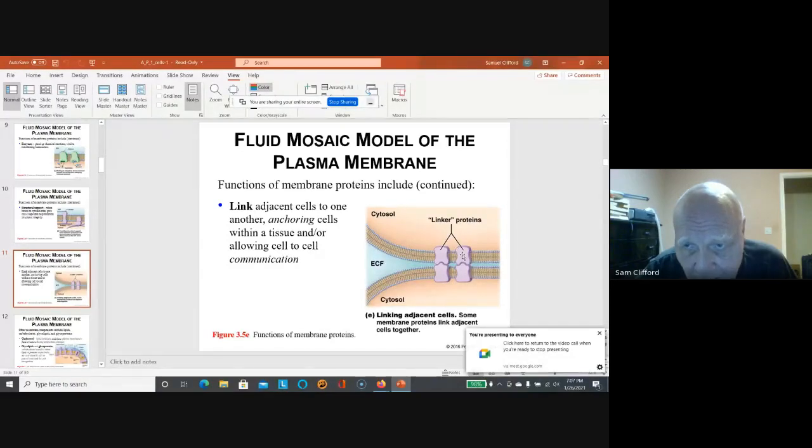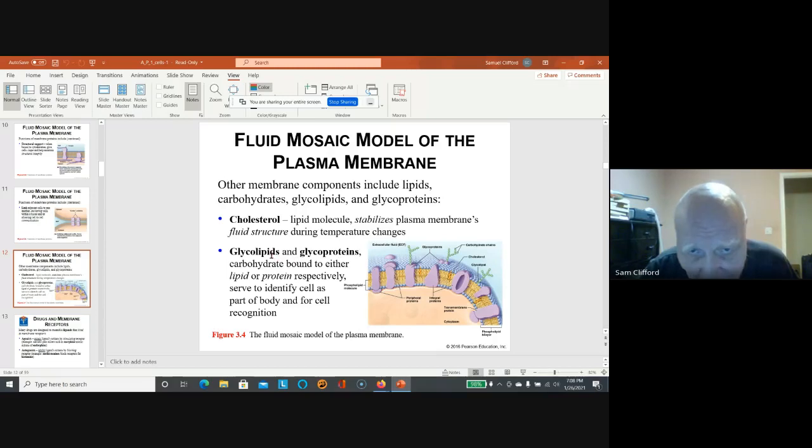Sometimes proteins hold cells together. So in your digestive tract, individual epithelial cells will be held together by these linker proteins to make sure they don't leak. Make sure there's no leakage between the cells so that the cells in your gut can control what goes in and out from the lumen, from the stomach contents, from the intestinal contents into the blood around the cells.